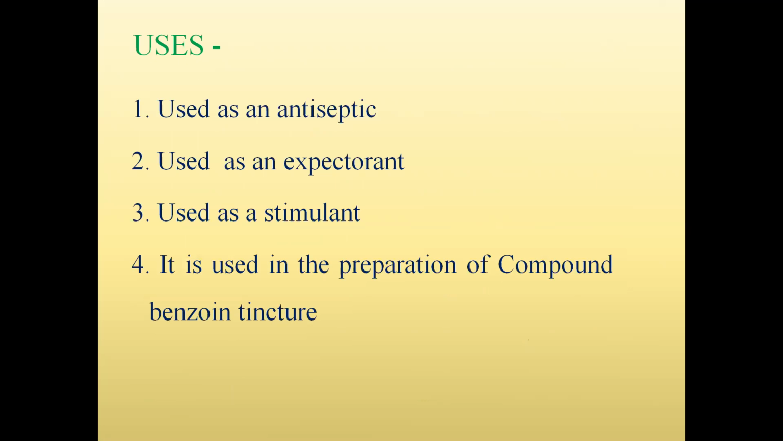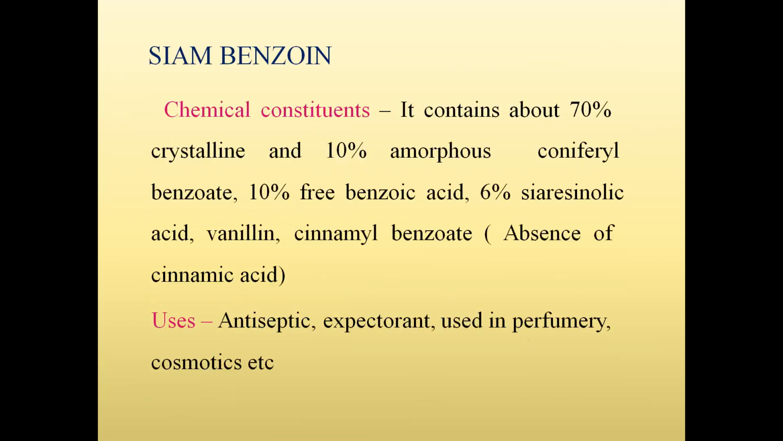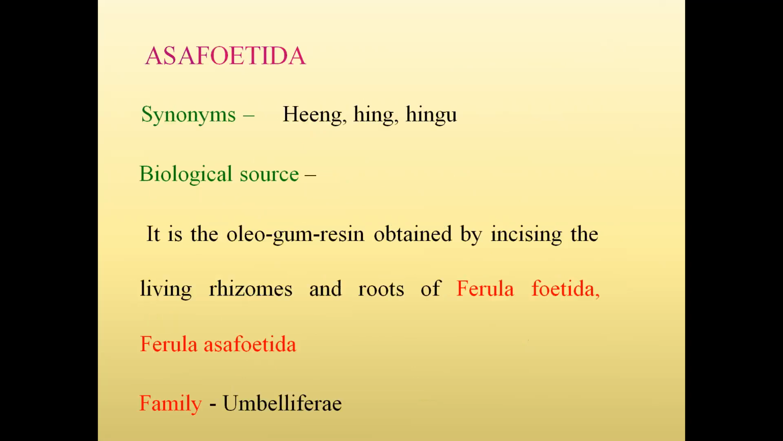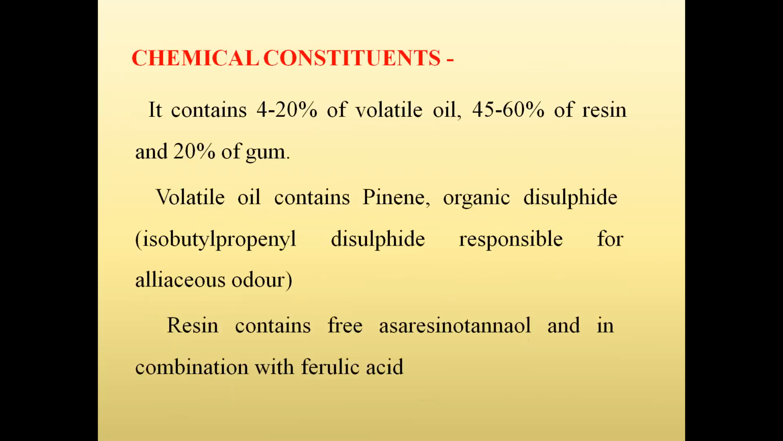Benzoin can be used as an antiseptic, expectorant, stimulant in the preparation of compound benzoin tincture. Siam benzoin also contains the same type of chemical constituents, and it is used as expectorant in the perfumery and cosmetics. Then asafoetida, Ferula foetida or Ferula asafoetida, Umbelliferae.